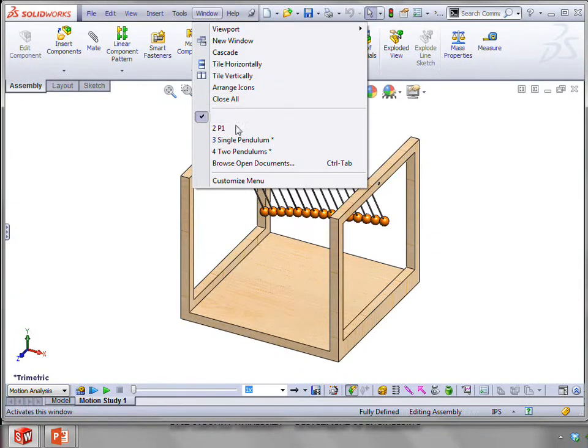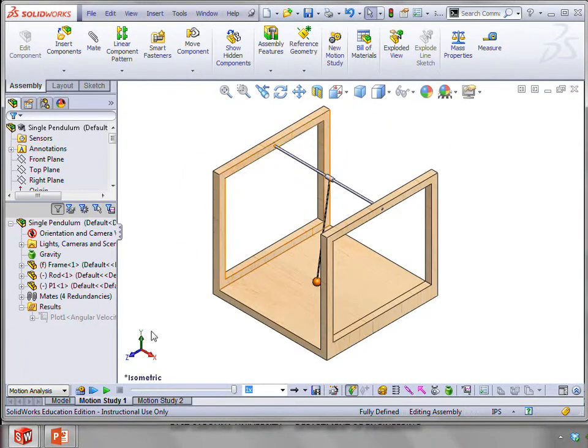But we'll begin by looking at the motion of a single pendulum, which of course is just the familiar back and forth motion here. And let's see what we can learn by looking at a free body diagram of the pendulum.